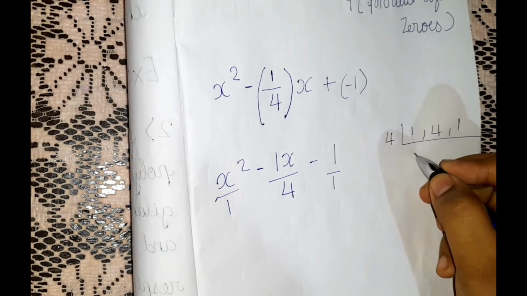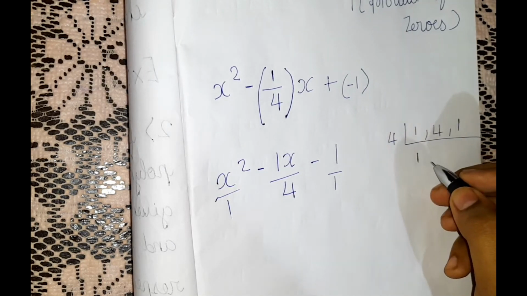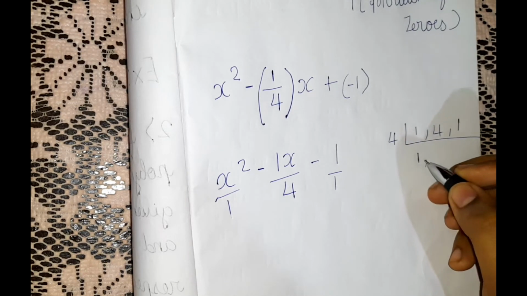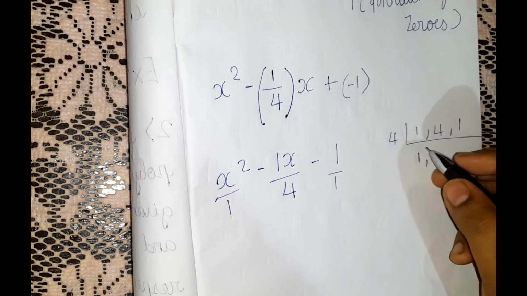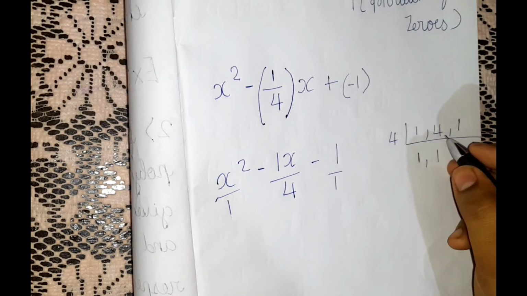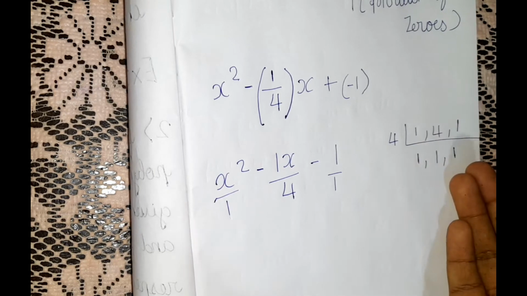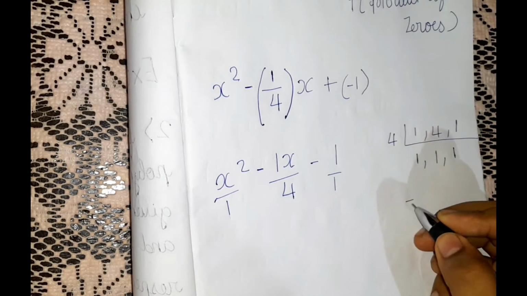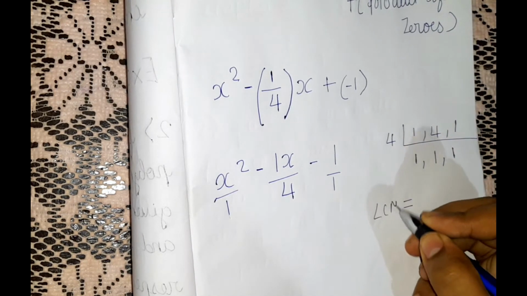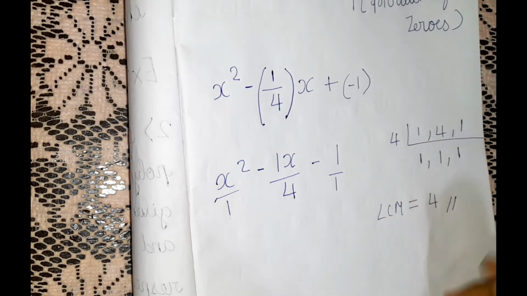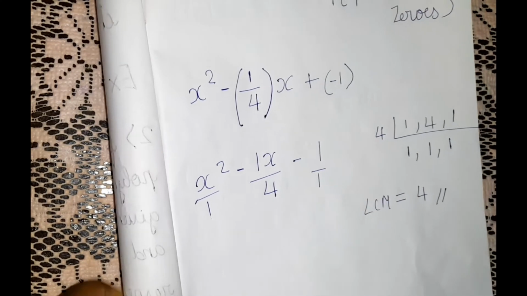Why? Because for 1 we don't have a particular table, and of course we have the one table, no need to take that first. So 1 we wrote as it is, and 4 we take 4. So 1, 4 is 4, and then comma we shall write 1 as it is. So we got 1, right? So we shall write LCM is equal to 4.